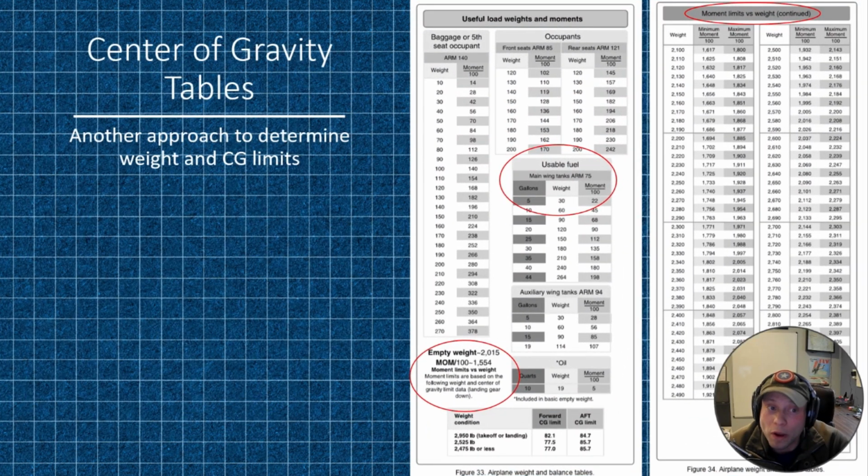Now, another way you might see this problem is in these center of gravity tables. The idea is the same. You find your weight, you find the arms. In this case, the arms are going to be listed at the top of each column. For example, the baggage arm is 140 inches. The pilot arm is 85. Rear seats, 121. Fuel tank, 75. And then auxiliary fuel tank is 94.